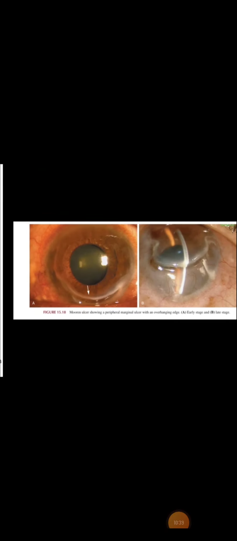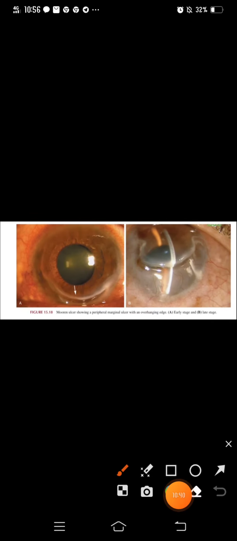Now, look at this diagram. As I said before, initially it is at the periphery of the cornea, and then it progresses first circumferentially and then centrally, and it tries to involve your whole cornea in some cases, and in other cases it doesn't involve your whole cornea.